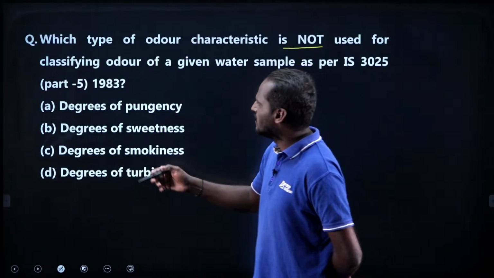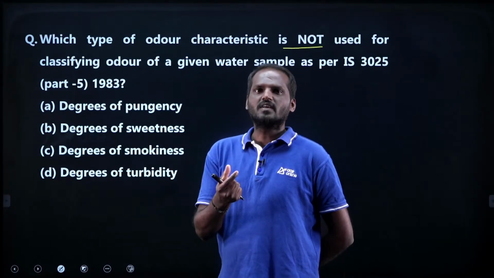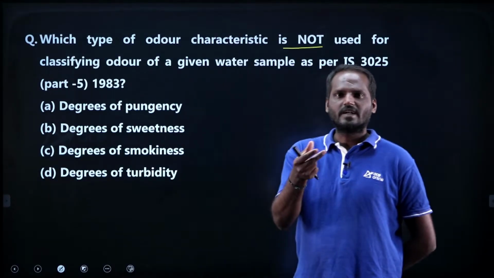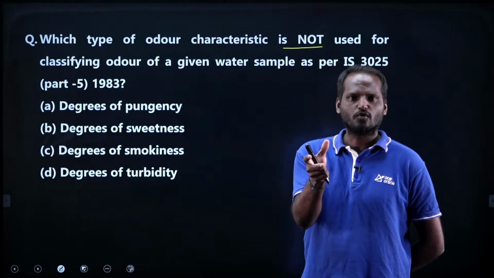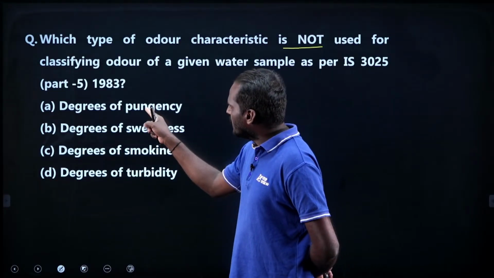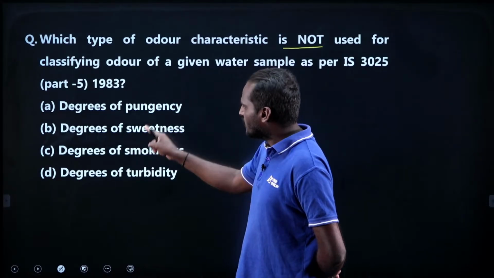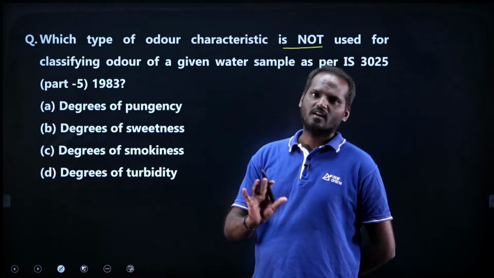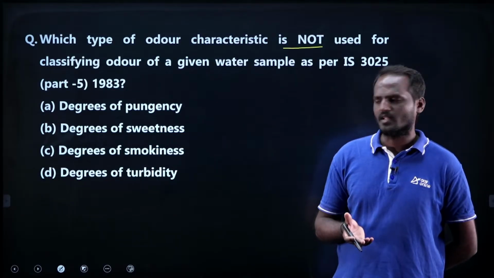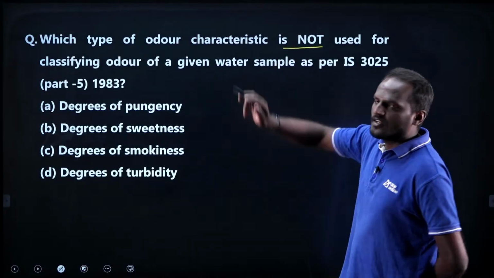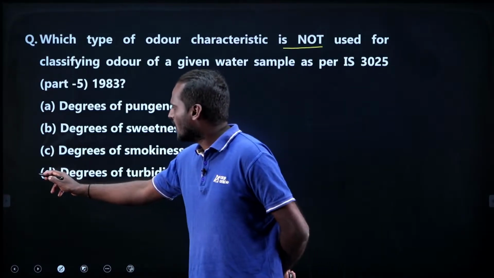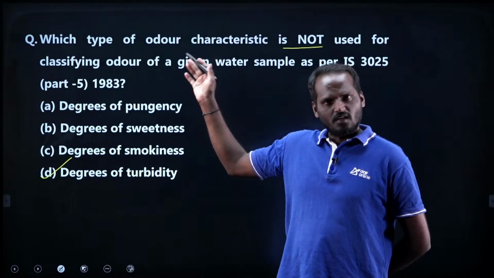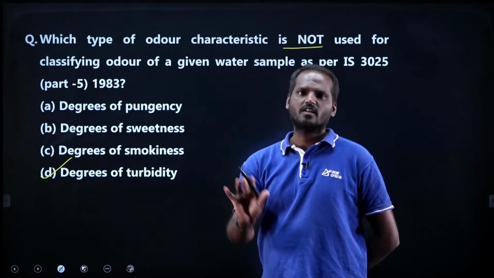Look at the characteristic, degree of pungency. Pungent means somehow related to odor, right? Sweetness is related to taste, right? Odor and taste we measure together, taste and odor, you know, threshold odor number, right? Pungency is related to taste and odor, sweetness is related to taste, smokiness is somehow related to odor and taste, but degree of turbidity is not related to odor and taste, that is a light phenomenon, right? Turbidity. Therefore, which is not used for classifying the odor, with common sense we can answer this question, option D is correct, right? Pungency, sweetness, smokiness are somehow related to taste and odor, but turbidity is not at all related to taste and odor.